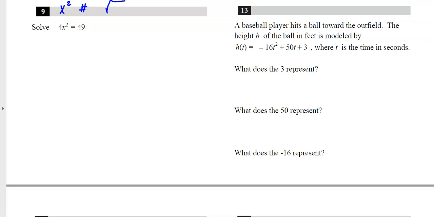So this tips me off. I think I'm going to do the square root of both sides. So what I would do is first isolate the x squared term. So the first thing I'm going to do is divide by 4.